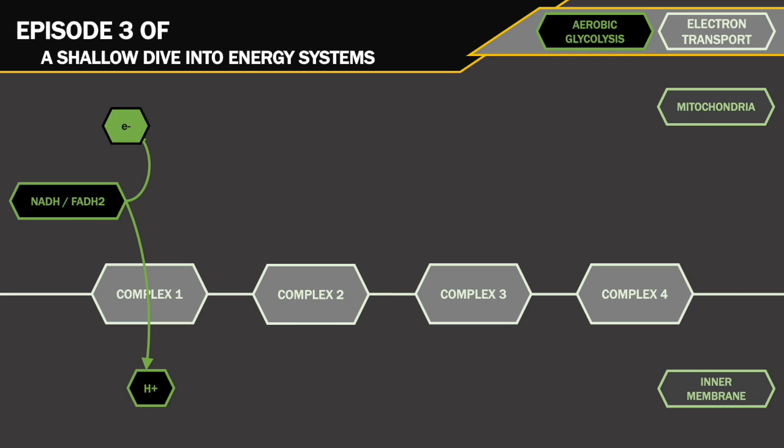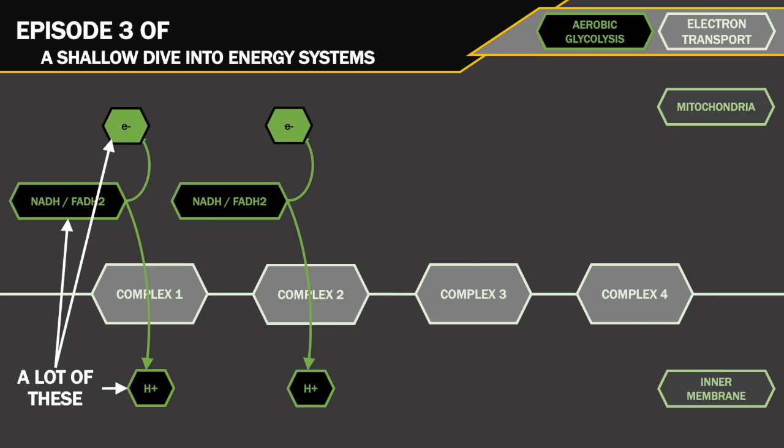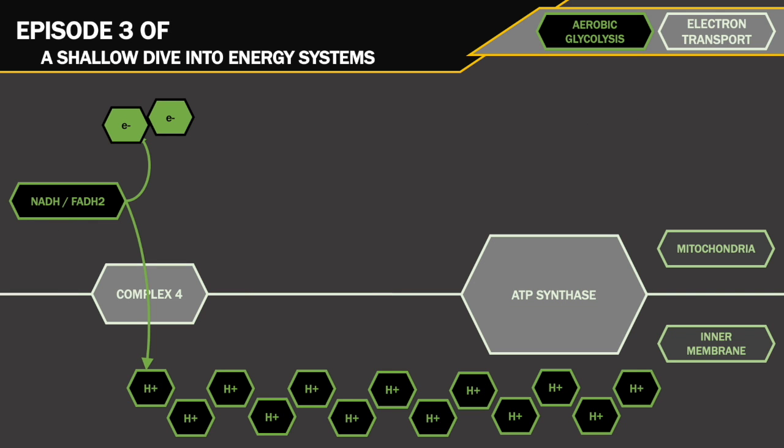As they pass through a complex, they force hydrogen ions into that inner membrane while releasing electrons. Every time this happens, they go through a different complex. When we take a little bit further look down this chain, we can see after complex 4, we have a bigger molecule called ATP synthase.